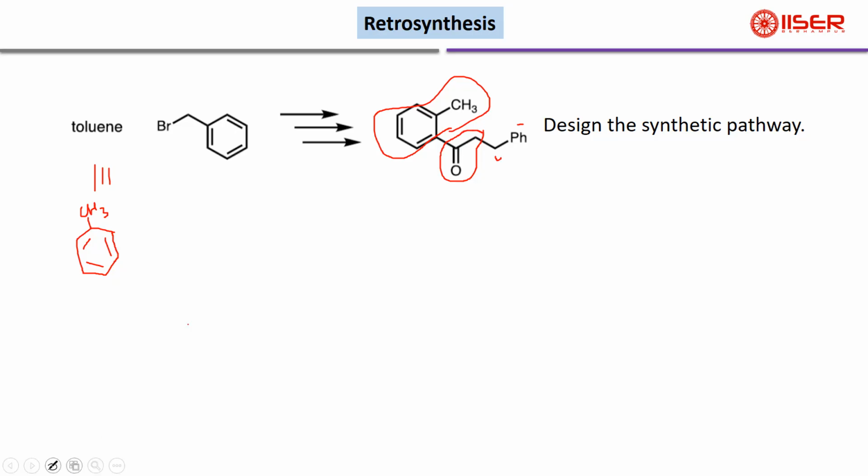So if you try the retrosynthesis, let's cut from here first because we need to disconnect this benzyl bromide part. So if you cut from here, we get a CH3 group here, and so this is a 2-methyl acetophenone kind of compound we'll get, and there is a benzyl bromide as possible.